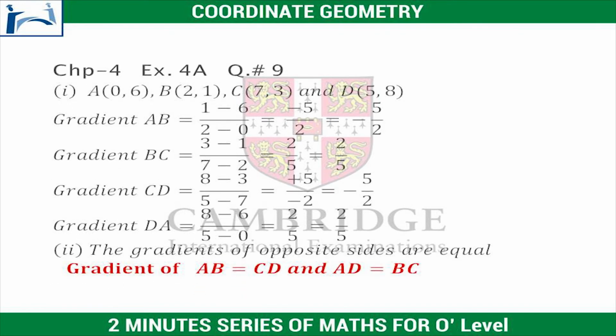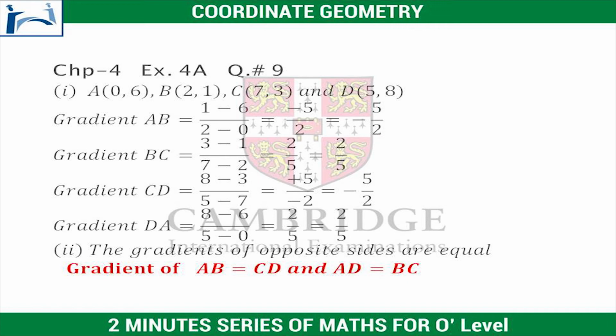Now in question number 9, we have A, B, C and D and we have to prove that these are the points of a square. We calculate the gradient of AB, which is equal to 1 minus 6 over 2 minus 0 equals minus 5 by 2. Gradient of BC, we calculate that it is equal to 2 by 5, and we calculate the gradient of CD with the formula. It is equal to minus 5 by 2 and gradient of DA is equal to 2 by 5.